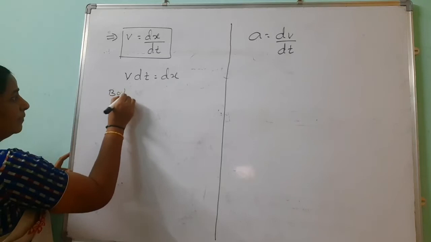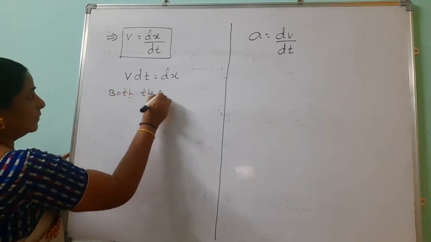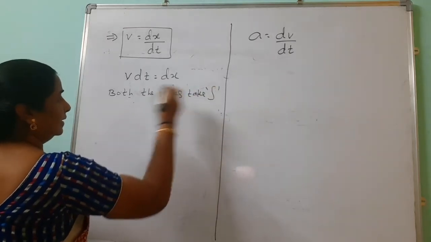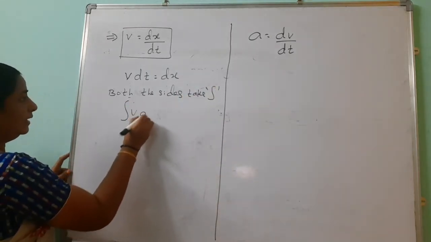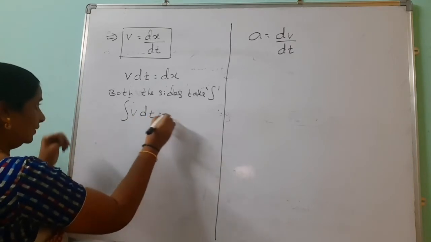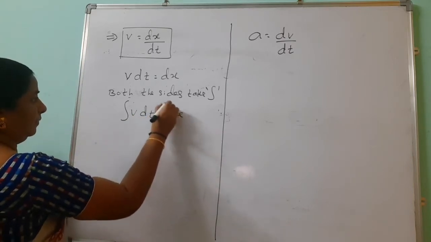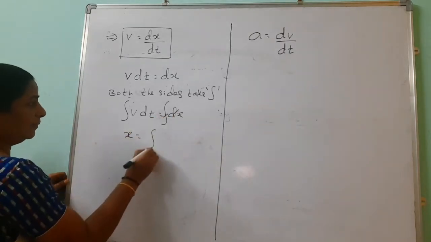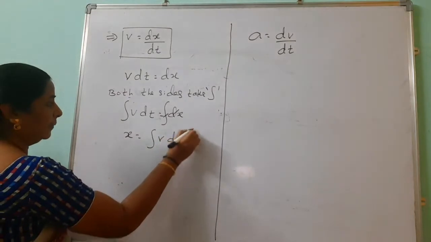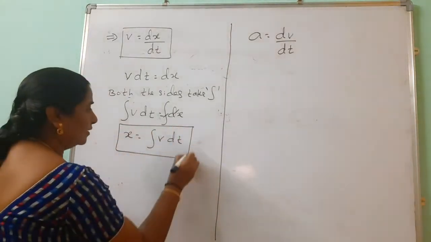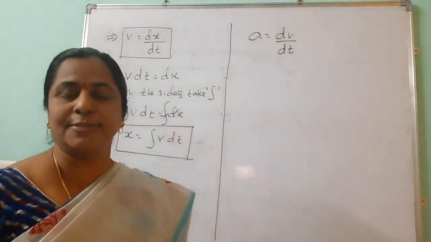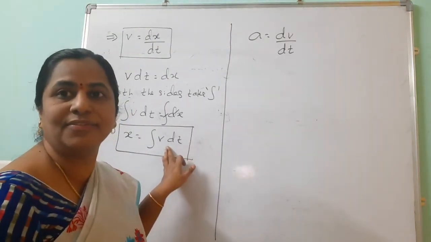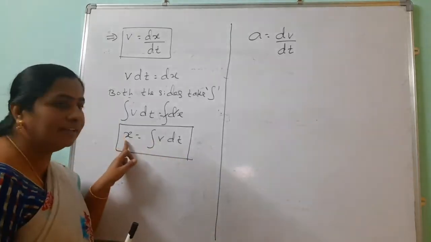Both the sides take integration. So integration of V dt equals integration of dx. Here differentiation and integration cancel. We are getting x equals integration of v dt. From this, what is the conclusion? Differentiation of displacement is giving the velocity. Integration of velocity, the reverse of differentiation, is giving the displacement.